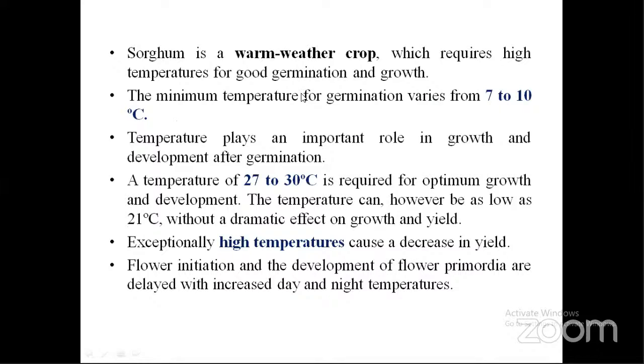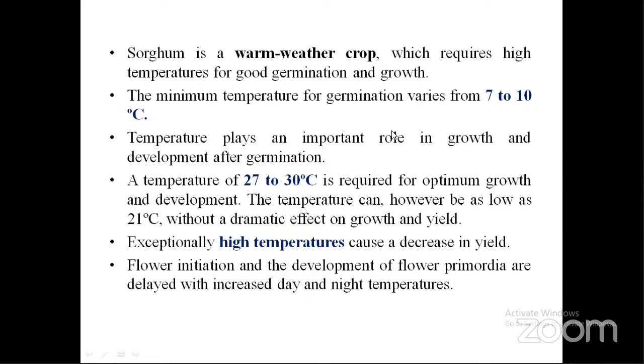Sorghum, we know, is a warm weather crop. It prefers high temperatures for good germination and growth. The minimum temperature for germination varies from 7 to 10 degrees centigrade. Here minimum temperature means if temperature goes below 7 degrees centigrade, it won't germinate or the germination percentage will be less.